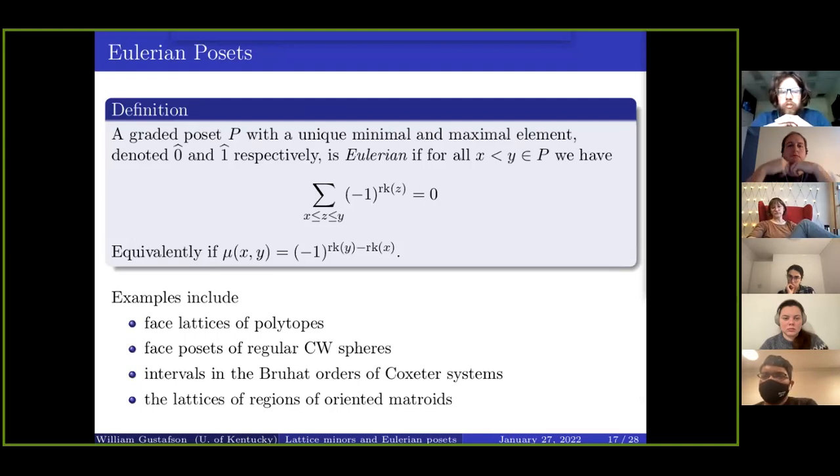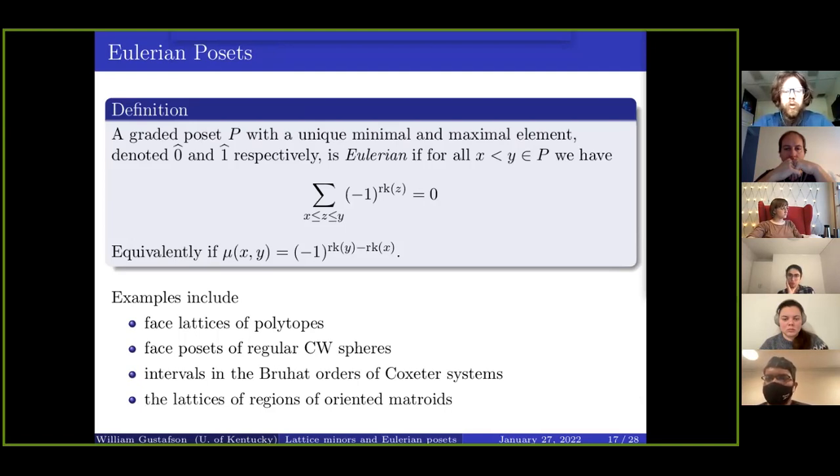A graded poset, which has a minimum and a maximum, is said to be Eulerian when it satisfies this alternating sum condition here. In other words, this is saying every interval has an equal number of odd and even rank elements. This is equivalent to the condition that the Mobius function takes values of plus or minus 1 depending on the length of the interval.